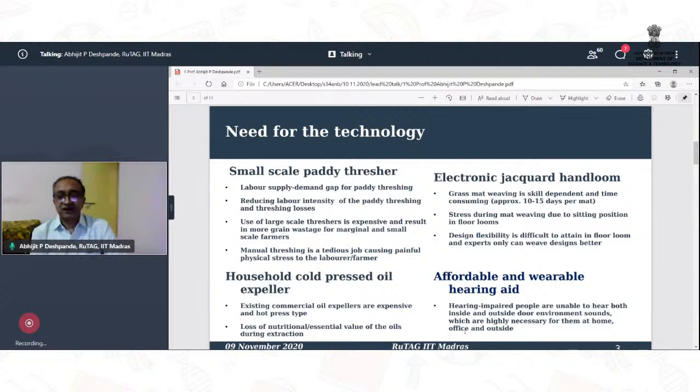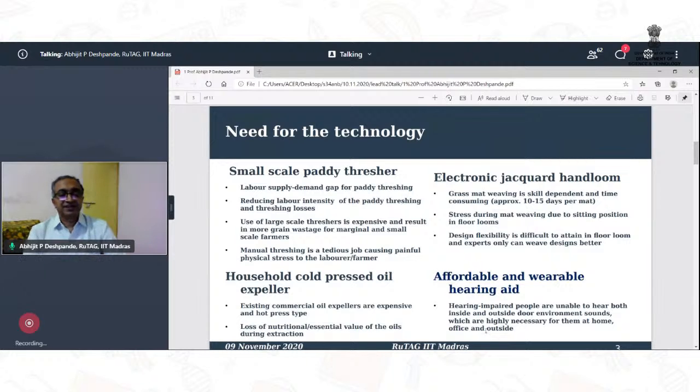The electronic jacquard handloom is a grass mat weaving idea. Something which is there for saris and bed sheets and several other types of clothing, but it's not there for weaving grass. So that's the key technology adaptation here, where something which is available for textiles was adapted for grass mat. The idea here was that a grass mat was taking 10 to 15 days to make. Can it be done ergonomically well and in much less time, thereby leading to livelihood enhancement?